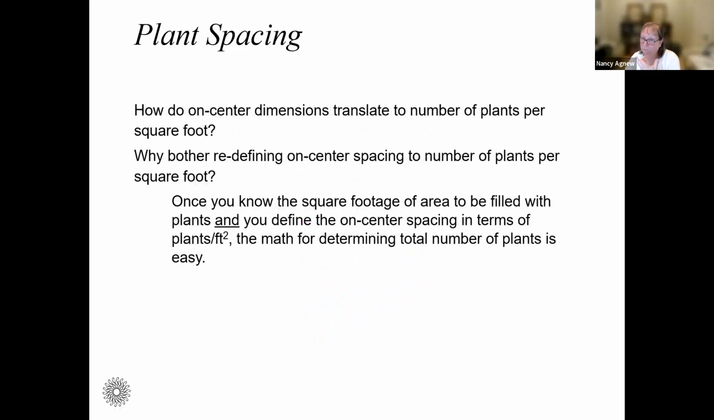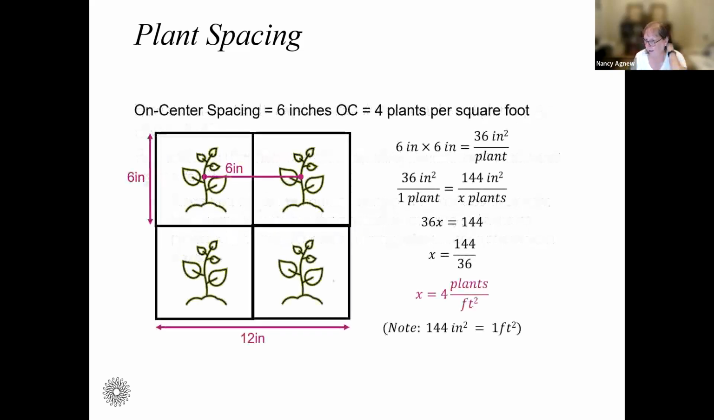So we have an on-center dimension of 6 inches, but we talk about redefining this on-center spacing to the number of plants per square foot. So it's super easy to use the number of plants per square foot in a calculation because all you need to do is multiply by the square foot of the area that you want to plant. So how do you do that? How do you make that conversion?